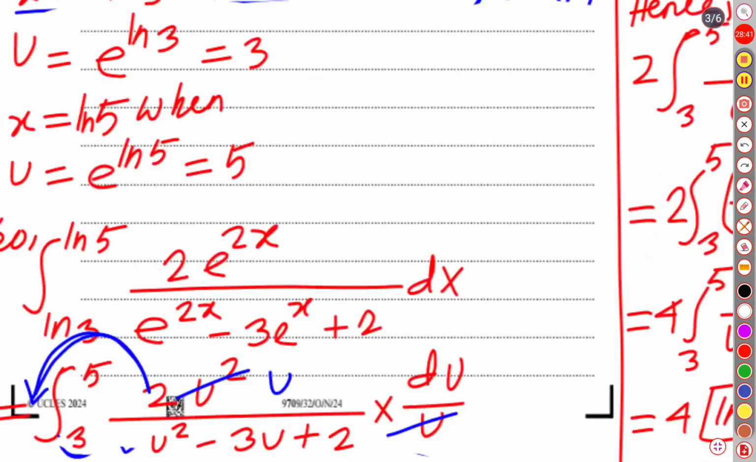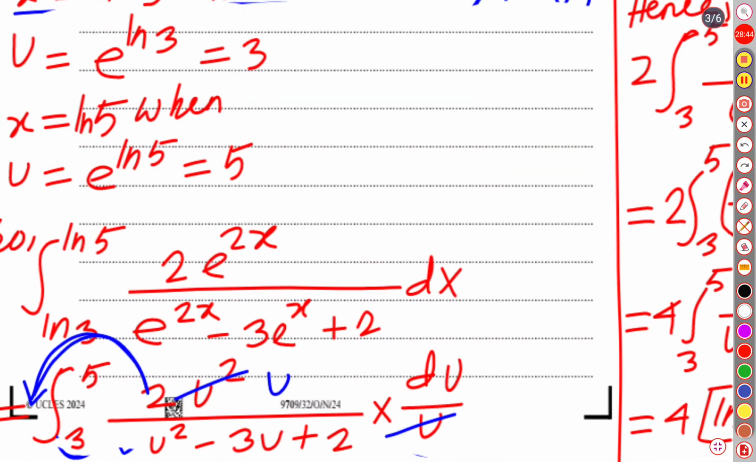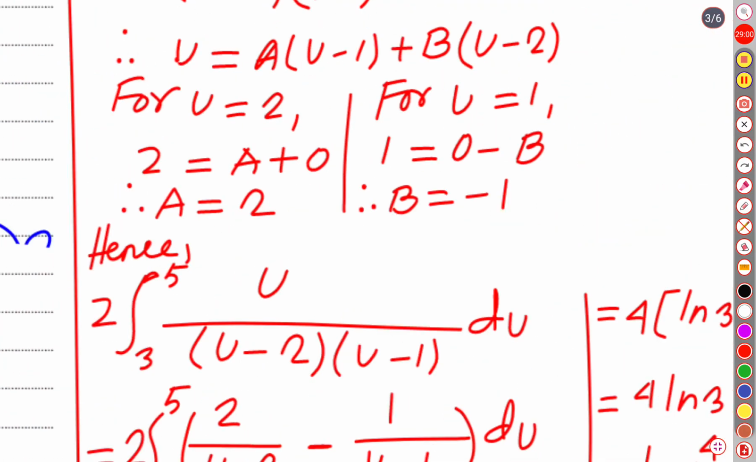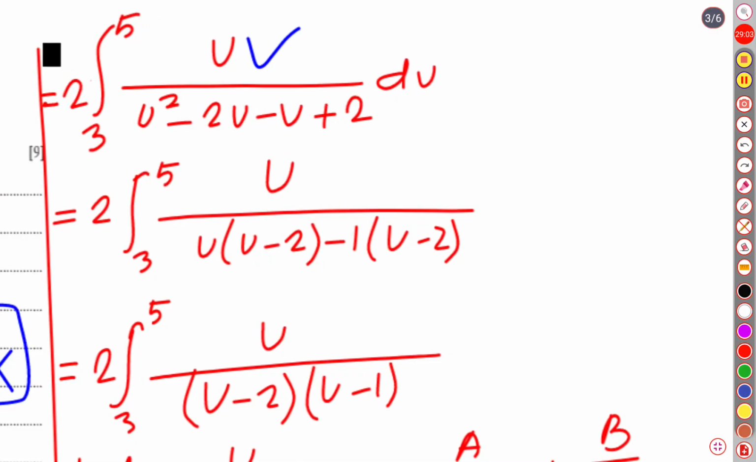We can resolve this into factors. Look at this portion. I think this is not a big deal for you. You know how to factor this. I have split this 3u into negative 2u minus u. This is the factoring rule, you know how to find the factored form. So u square minus 2u minus 3u, this 3u has been expanded as minus 2u minus u.